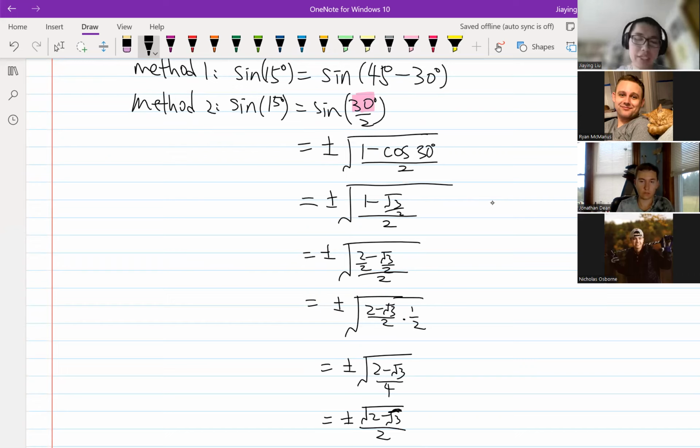And you probably wonder, okay, is this going to be positive or negative, right? Because when we just apply the formula, we get plus or minus. Well, we can think about the angle. 15 degrees is in the first quadrant, and the sine and the cosine both are positive there, right? Because if we use a unit circle, the y coordinate of that point is positive. So we're going to keep the positive value. So that's going to be positive root 2 minus root 3 over 2.